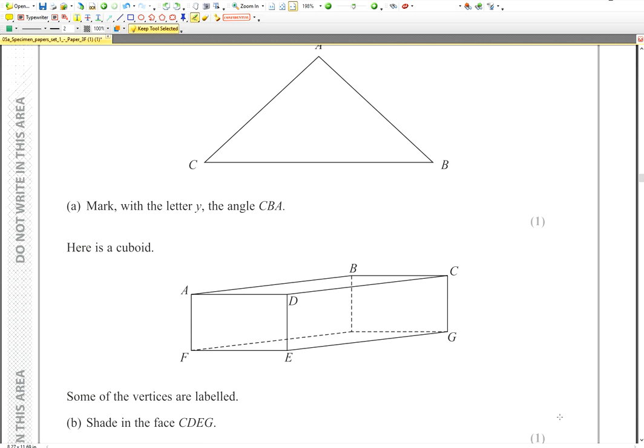Here's the triangle ABC. Mark the letter Y, the angle CBA. Well, it's going to be the angle in the middle. So C, then you go to B, then you go to A. So CBA, the actual angle will be, there's a mark with the Y. So Y is that one. CBA is the angle. Okay, are we happy with that? Look here, start at C, the one in the middle, B, A. B is in the middle, so it's the angle C, B, A.